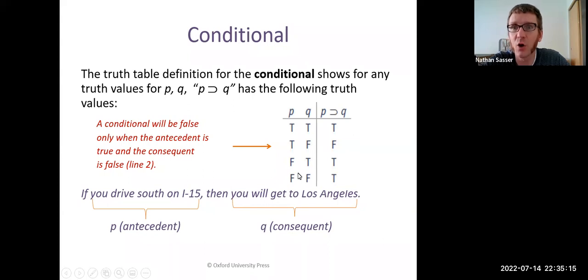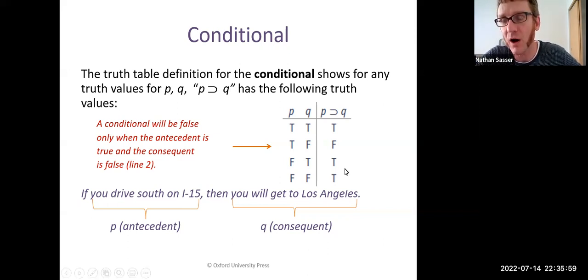Now, look at these last two. These are weird. What if the antecedent P is false, but then the consequent is true? Like you didn't drive south on I-15, but you still got to Los Angeles. Is this conditional statement true or false? It's true because the conditional statement doesn't say you're only going to get to LA if you drive south on I-15. That's not what it says. It says, well, if you do drive south on I-15, you'll get to LA. But if you took some other route, you still get to LA. That's completely consistent with the conditional statement we have here. If you drive south on I-15, you're going to get to Los Angeles.